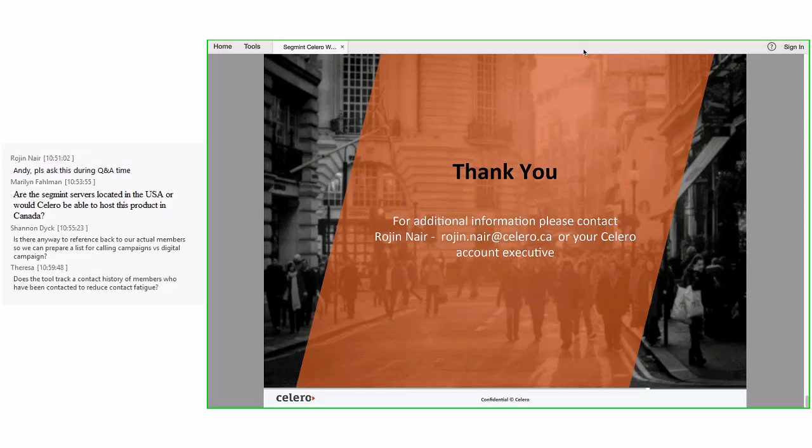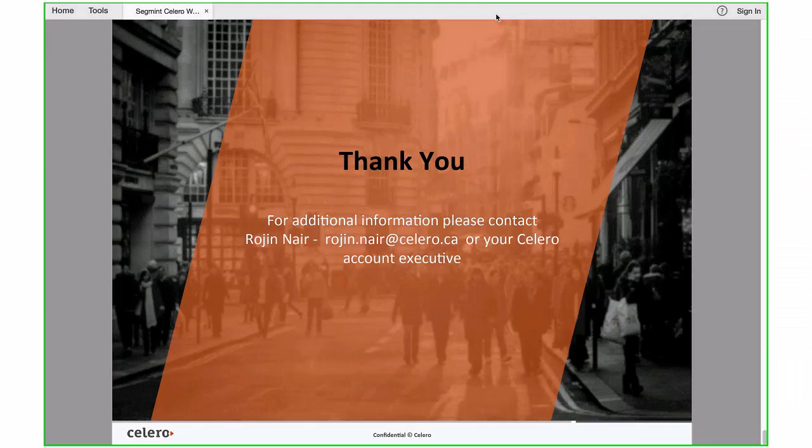The next question was, does the tool track a contact history of members who have been contacted to reduce contact fatigue? Yeah, the answer to that is yes. We keep a running log, at least a daily log, not only of who we contacted with messaging, but also the channel in which we delivered that messaging, as well as the reason why we delivered that message to that member based on their mix of key lifestyle indicators that made them candidates or part of the audience we were targeting.